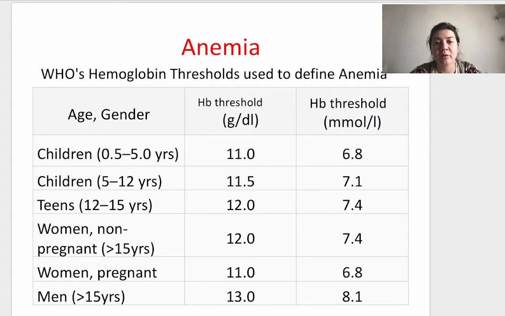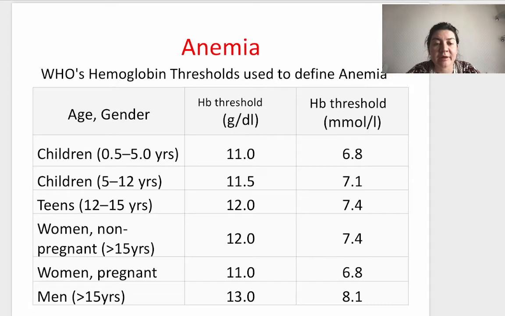According to the World Health Organization, these are the thresholds used to define anemia. In children from six months to 5 years, the hemoglobin threshold is 11.1 grams per deciliter, and in millimoles per liter 6.8. In older children, the levels become higher. You see it in the scheme.